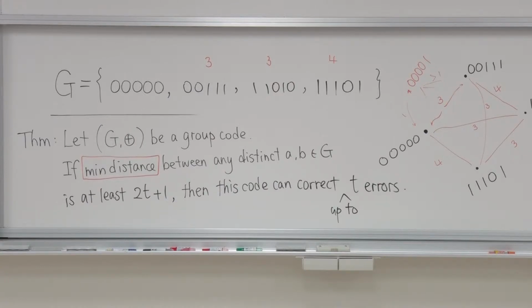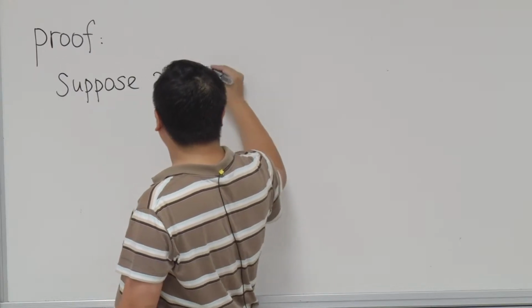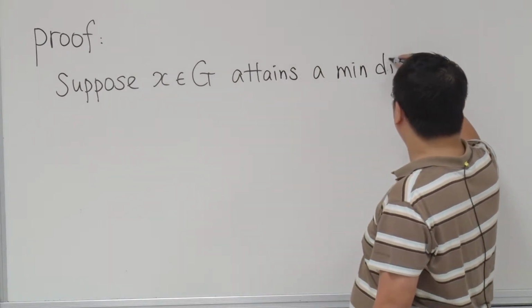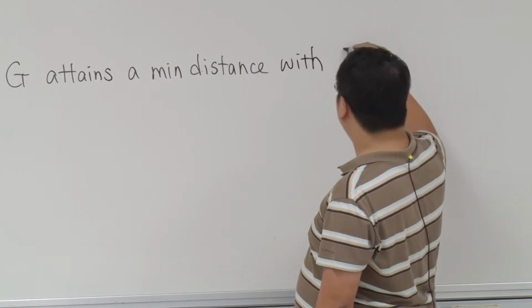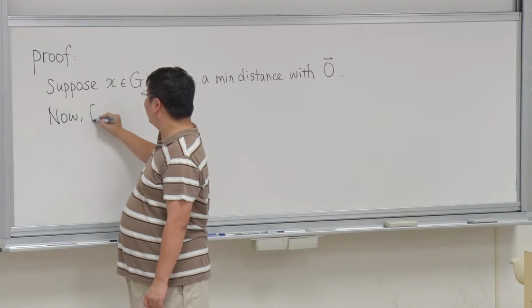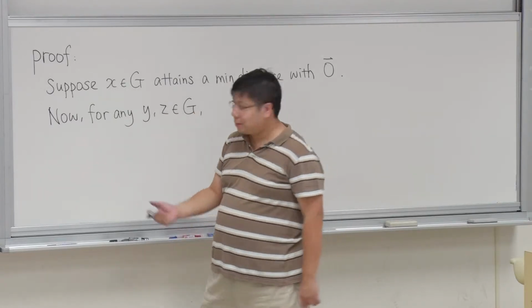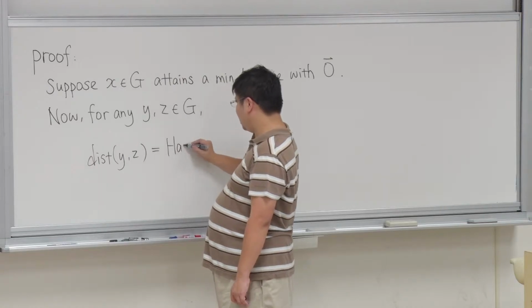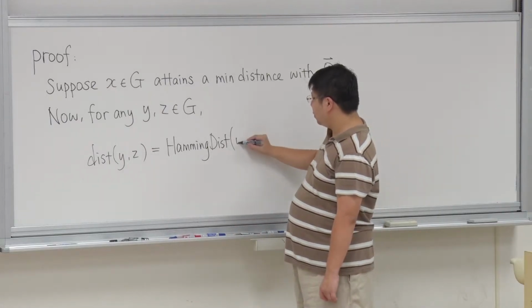The proof is actually easy. Okay, proof. So let's suppose that x in G attains a minimum distance with the identity, the code word 0. Okay, so let's call it this one. Now for any y, z in G, the distance of y and z will be equal to the Hamming distance of y and z, because this is how we define it.